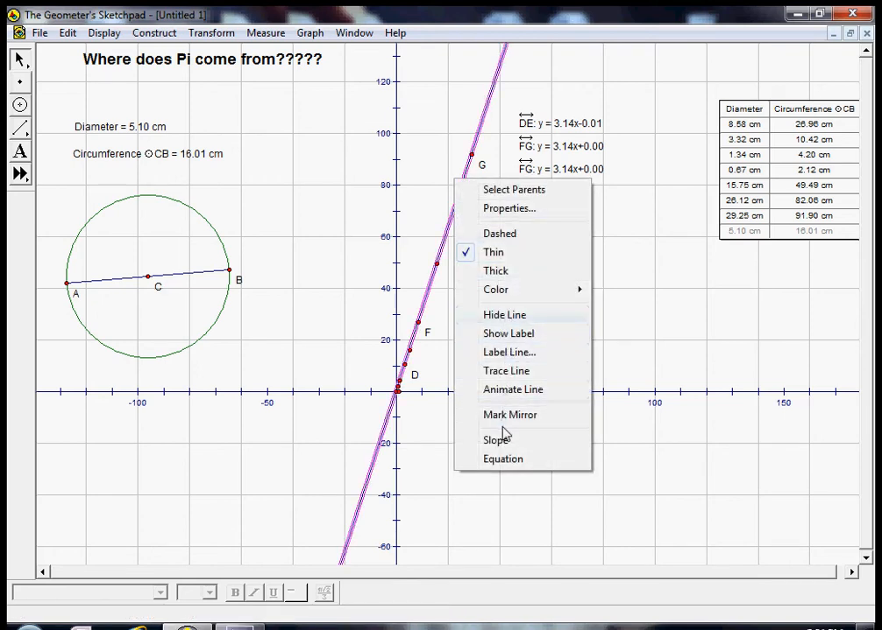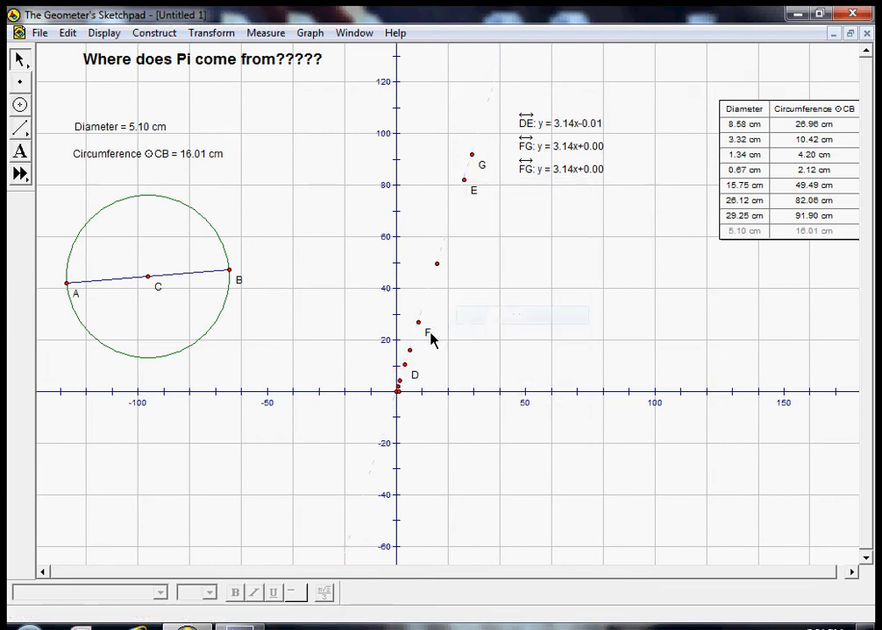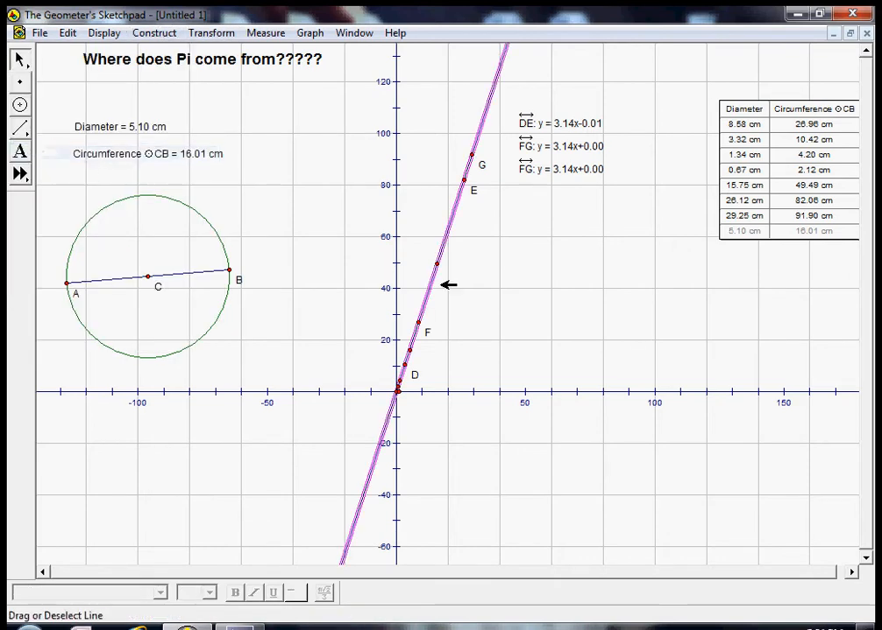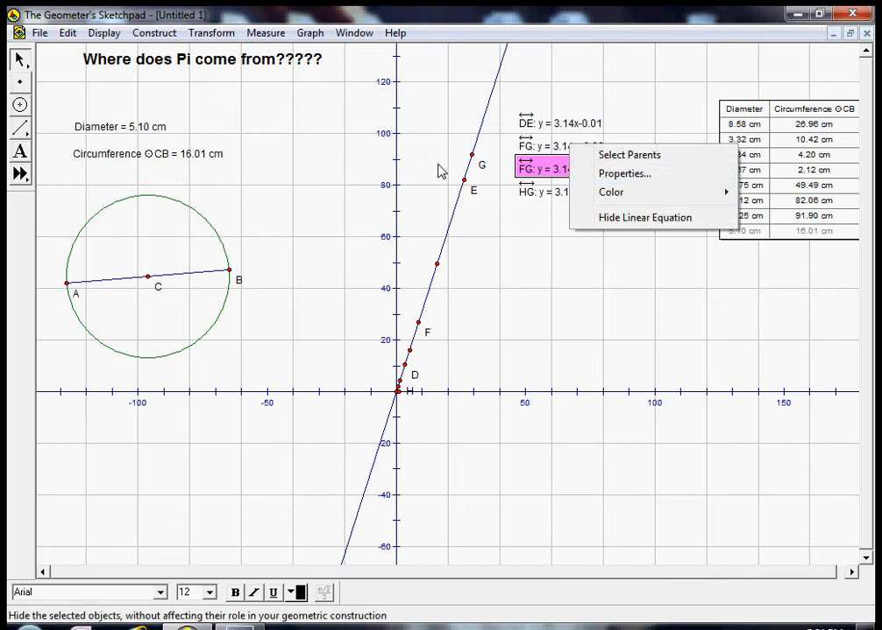And hide this line. Try doing a whole different one here. So how about the point below D through G. Construct a line. There we go. And that equation is 3.14x plus 0.001. Looking a lot like that first one that we graphed. So I can get rid of this one here. We don't need it.